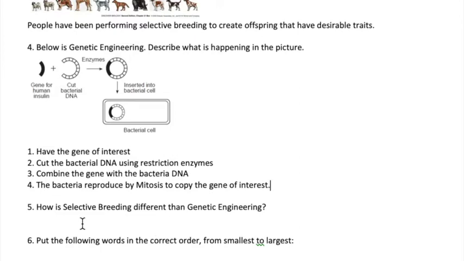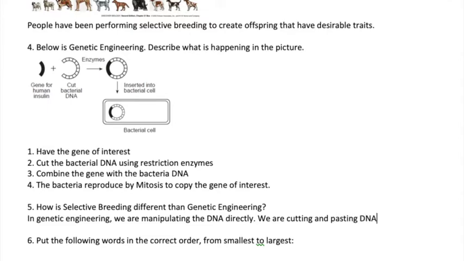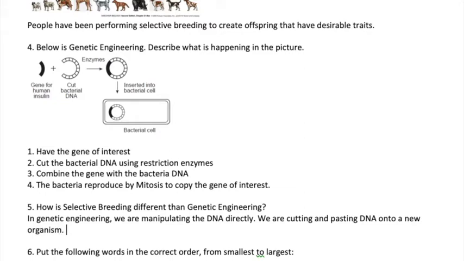Number 5, how is selective breeding different than genetic engineering? Well, they are very similar. However, there's one thing that's very different. In genetic engineering, what are we doing? We are manipulating the DNA directly. We are cutting and pasting DNA onto a new organism. In selective breeding, does that happen? No, that does not happen.